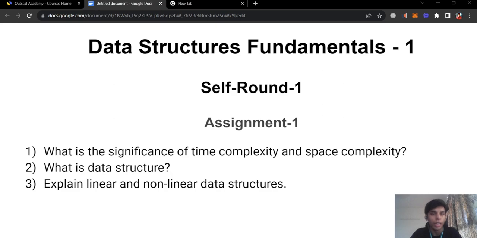Next is, what is a data structure? A data structure is a way of organizing and storing data in a computer so that it can be accessed and manipulated efficiently. A data structure provides a means to represent and manage data in a structured and organized manner, enabling various operations such as insertion, deletion, searching, and retrieval of data. Common types of data structures are arrays, linked lists, stacks, queues, trees, graphs, etc.